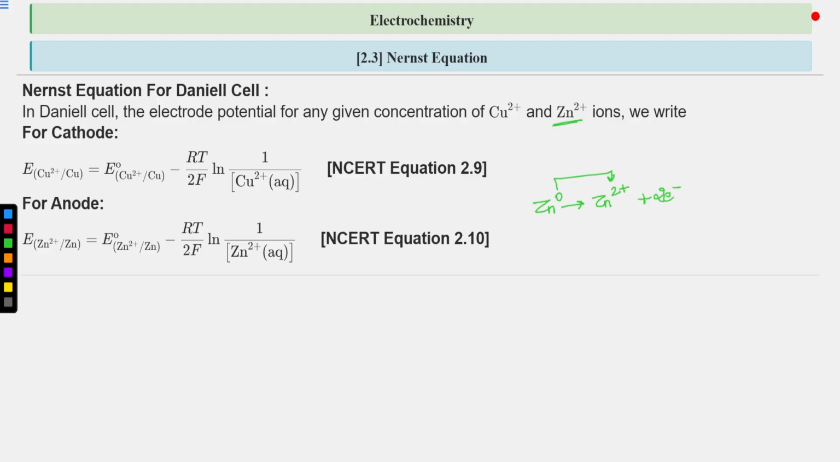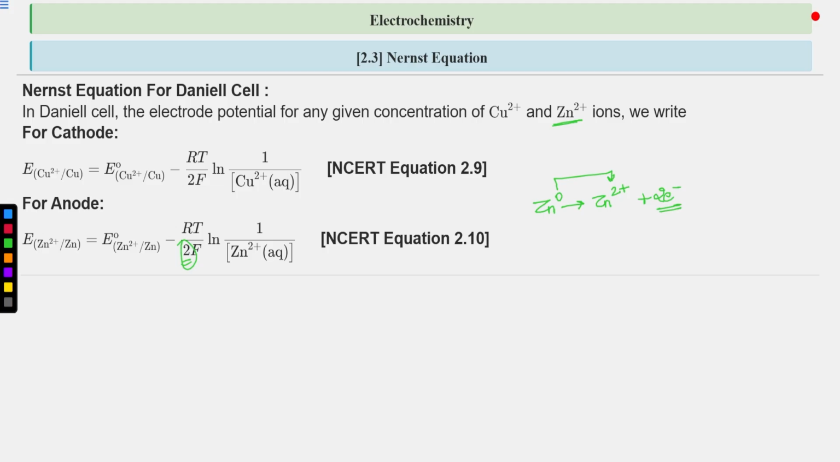So for the anode, the Nernst equation will be E of zinc 2 positive to zinc equals E naught of zinc 2 positive to zinc minus RT by 2F ln 1 upon zinc 2 positive concentration. Here again we are using n equals 2 because, as I said, two electrons are involved in our redox reaction. So we are taking the n equals 2 value.